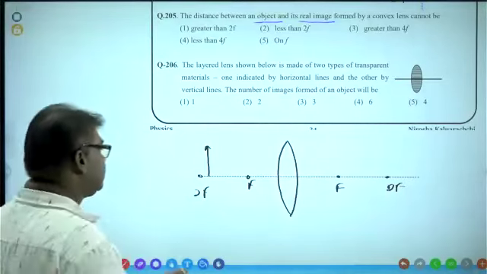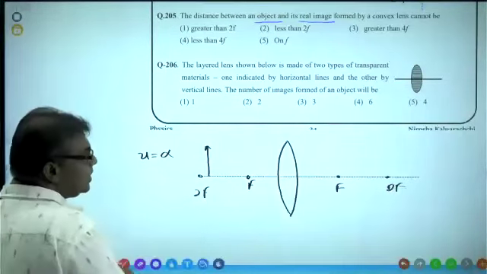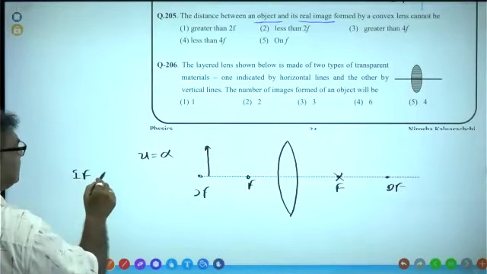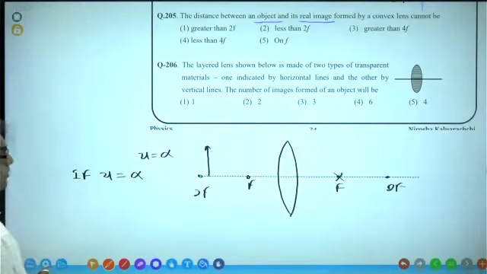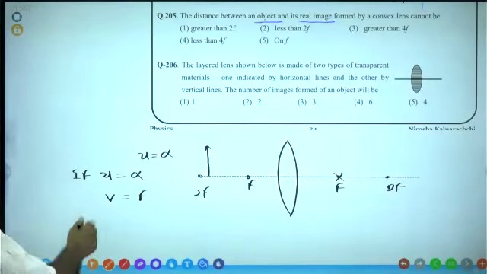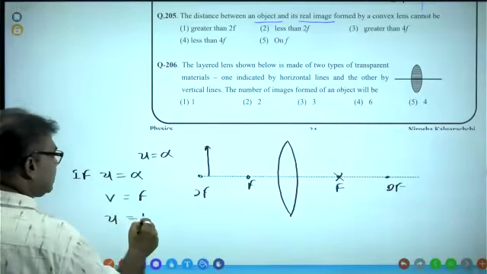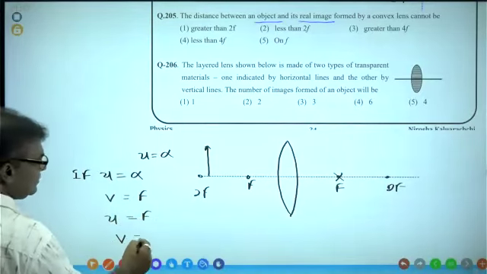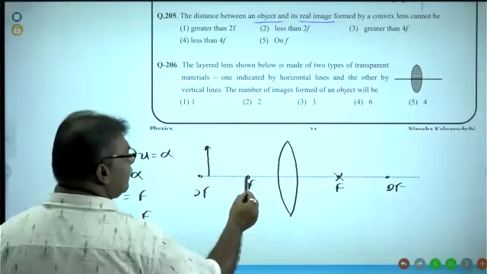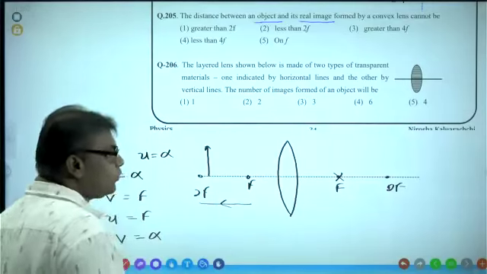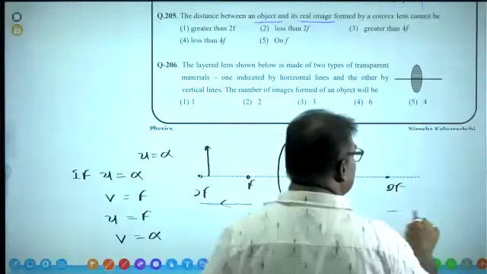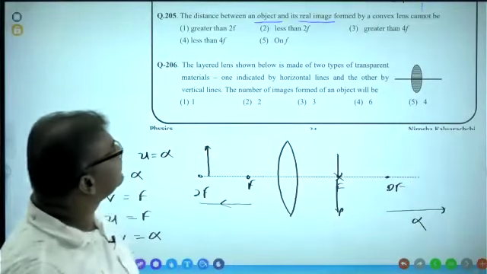If the object is placed so that u becomes infinity, the image will be formed on the focus. If u is infinitely large, the image should be at the focus. Vice versa, if the object is at the focus, the image distance becomes infinitely large, right? Then we can keep the object from focus to infinity on this side, to form the inverted image from focus to infinity. Now, right.